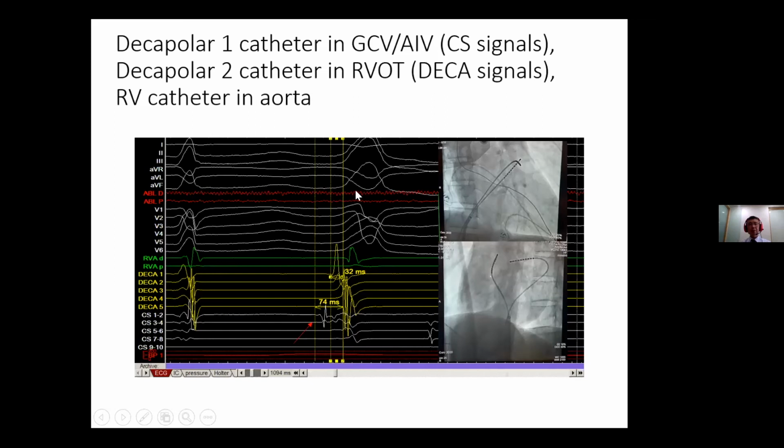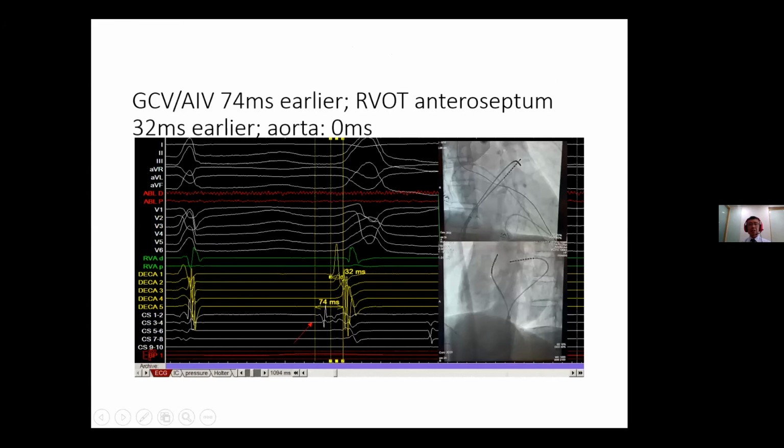And you can see during the PVC, we can get a very, very early signal coming from the GCV/AIV area. It is CS 1-2, that means it's coming from the deca 1, 2 here. And the signal in the RVOT posterior septum is a little bit later compared to the decapolar catheter in the GCV/AIV. So maybe the origin is coming from here, because we also can see the ratio.